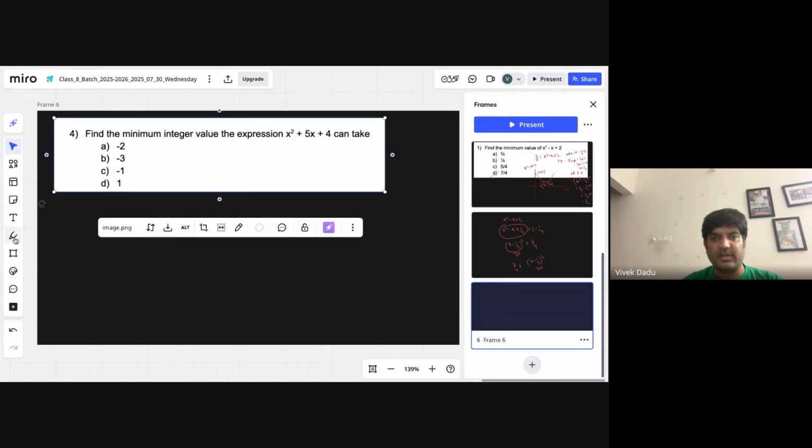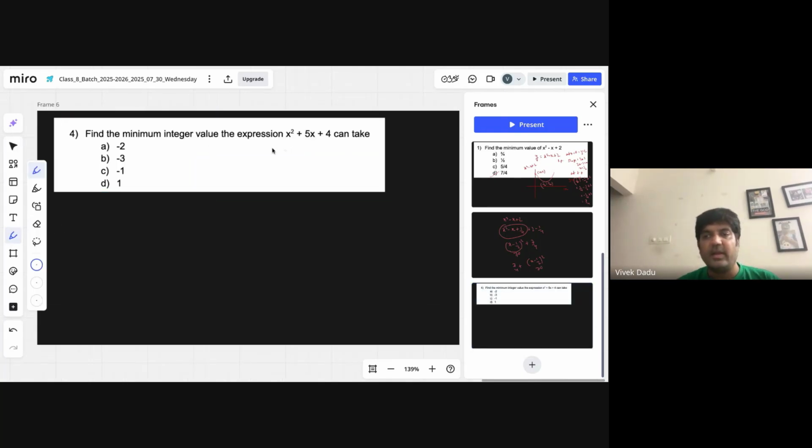Apply the algebra method then, if you want to do it using the algebra method. X square plus 5x. What will you do? Plus and minus 5 by 2 whole square. Right? So plus 25 by 4 minus 25 by 4. This becomes how much? Minus 9 by 4. Fine.